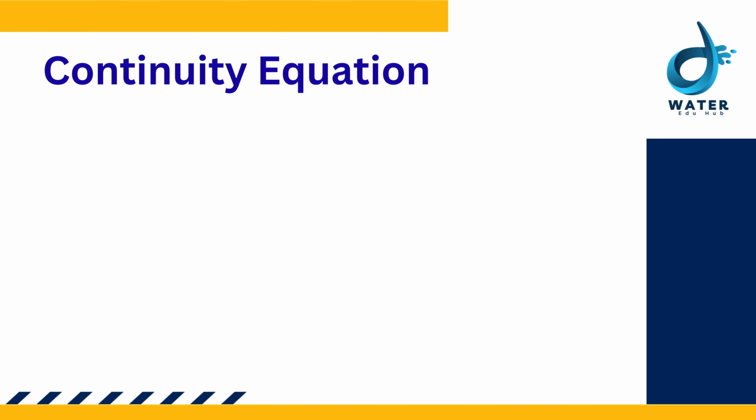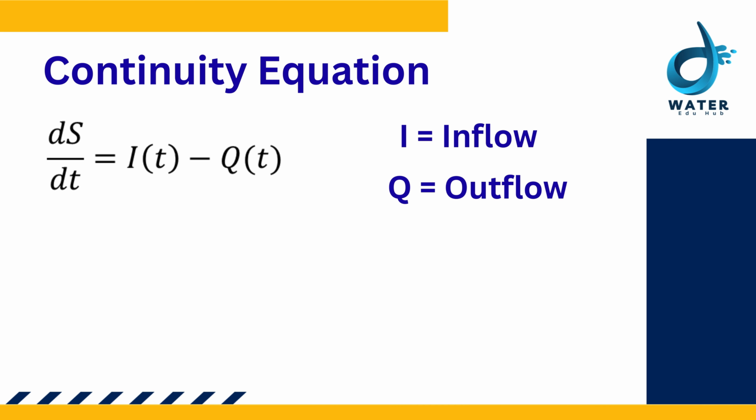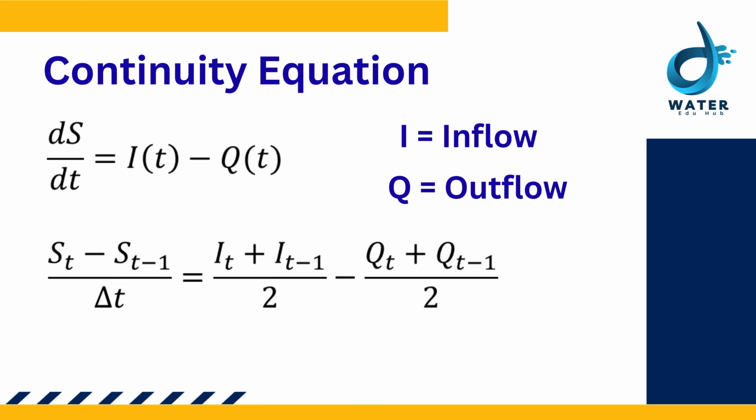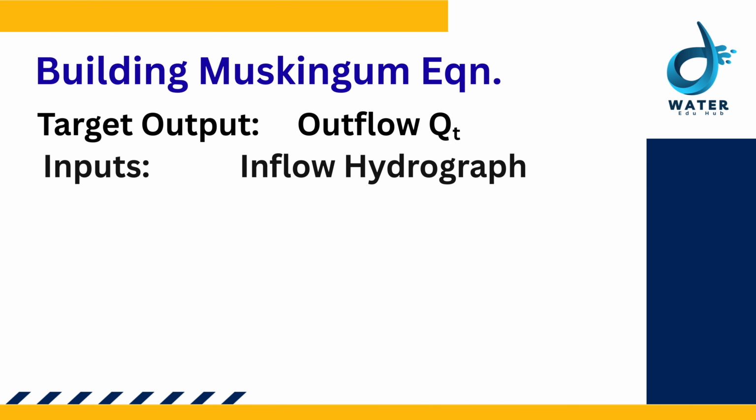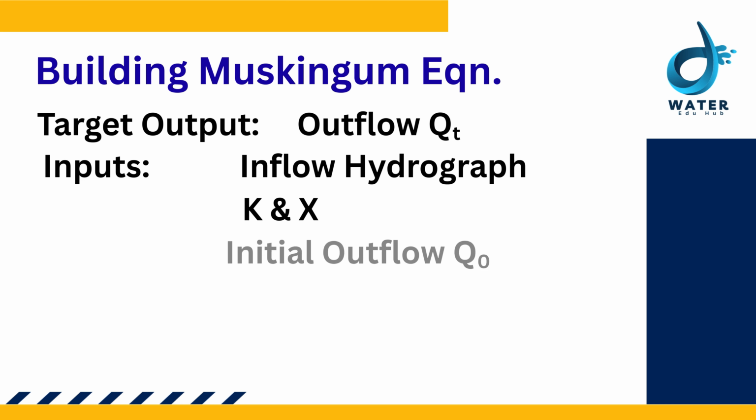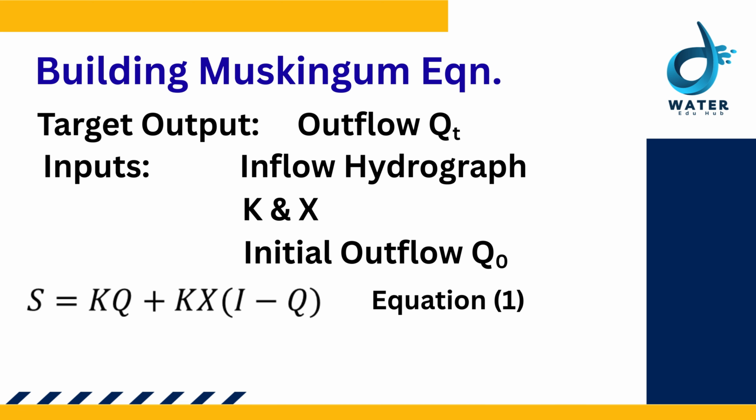Now let's bring in the continuity equation. The change in storage dS over time dt is equal to inflow minus outflow. The discrete form of this equation will be like this. Let's call this equation 2. The target output in a channel routing problem is the outflow Qt, where the inflow hydrograph, parameters K and X, and the initial outflow are available to start with. So let's build an equation to calculate it.